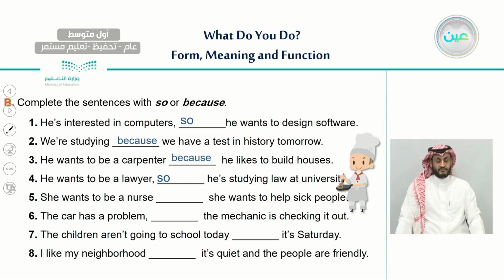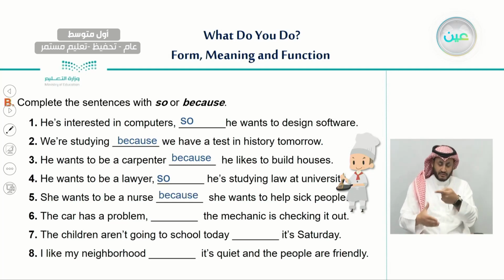Number 5, she wants to be a nurse. Blank, she wants to help sick people. So why does she want to be a nurse? Because she wants to help sick people.